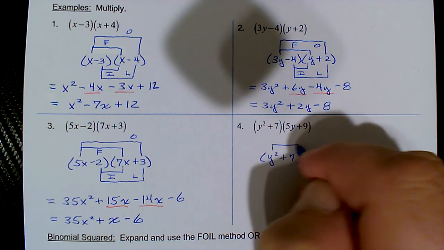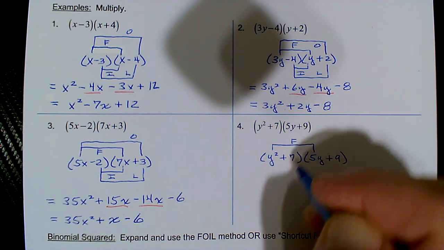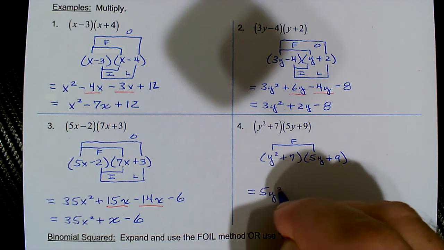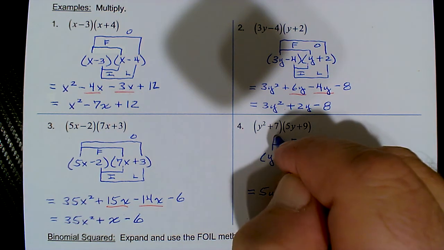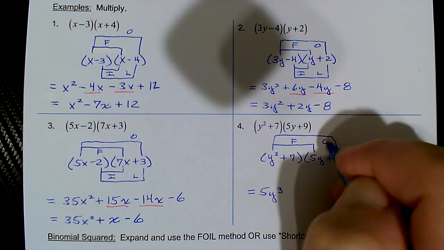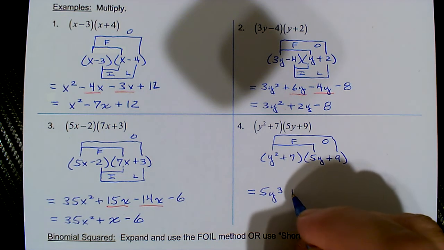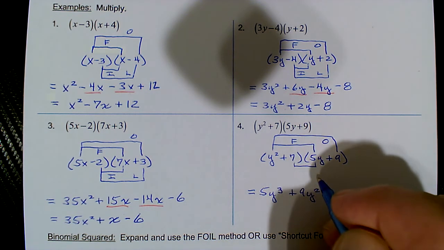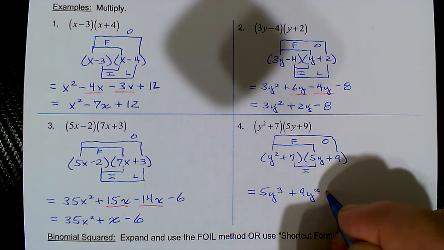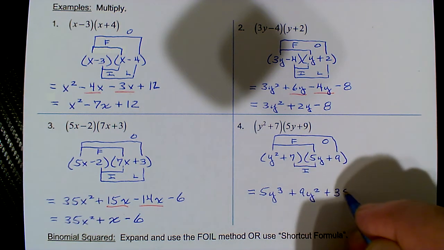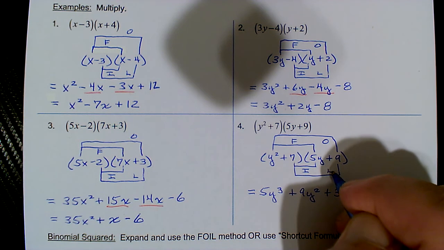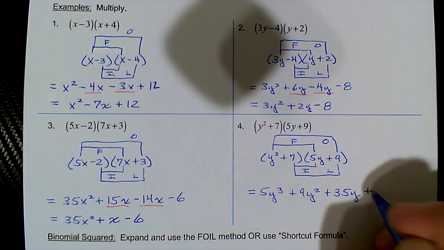And so we take our y squared times 5y for the product of the firsts to give us 5y cubed. Take the y squared distributed to the 9 for the product of the outers to get plus 9y squared. 7 times 5y for the inner product, plus 35y, and then finally 7 times 9 for the last is 63.